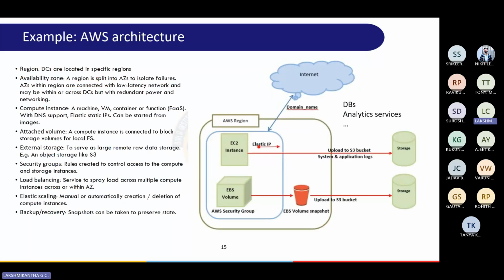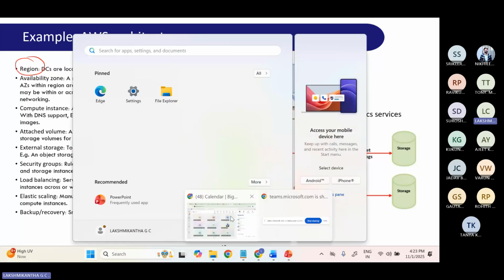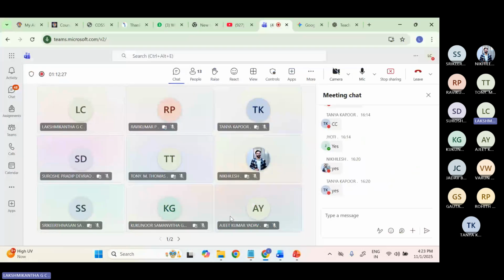My dear friends, let's use the AWS architecture as a practical example to understand how a cloud provider organizes its resources for scale and reliability. The very first point I'm explaining here is region. I think you all know about region, right? A region is a physical geographical location in the world where the cloud provider has clustered data centers. Can you give an example of this, guys?